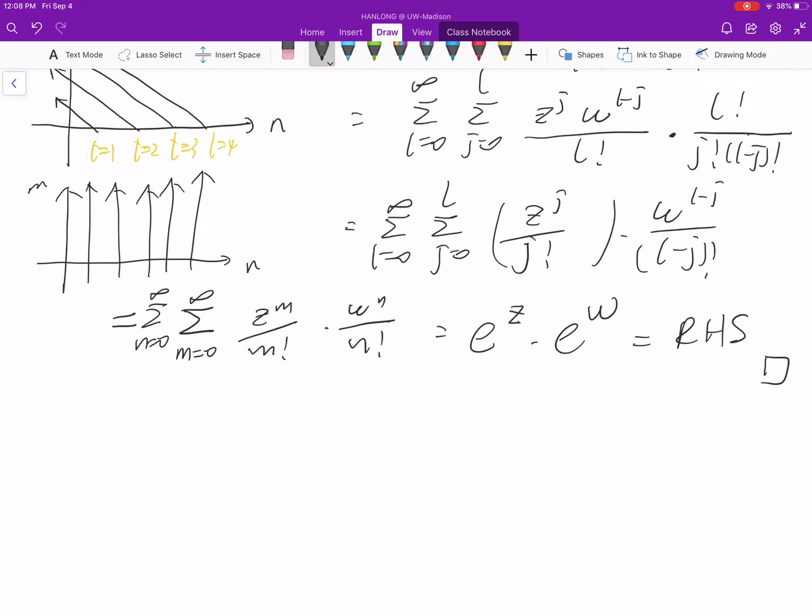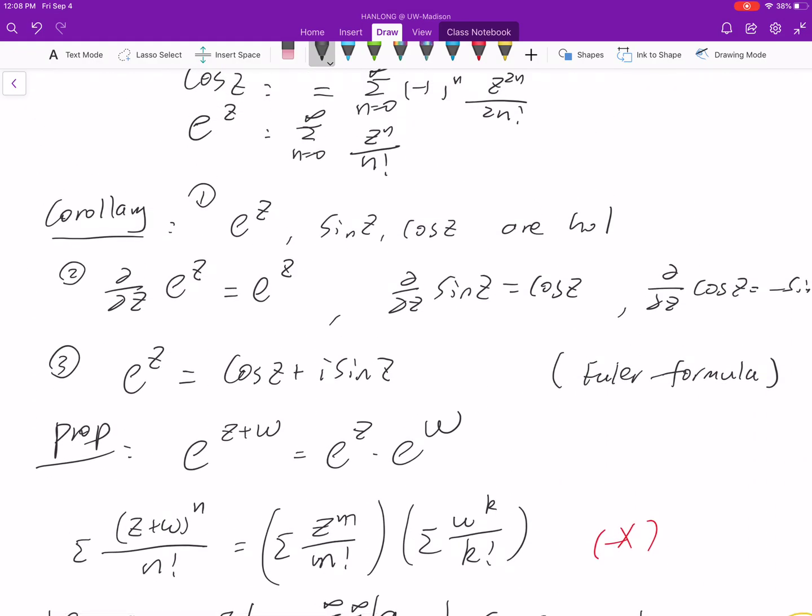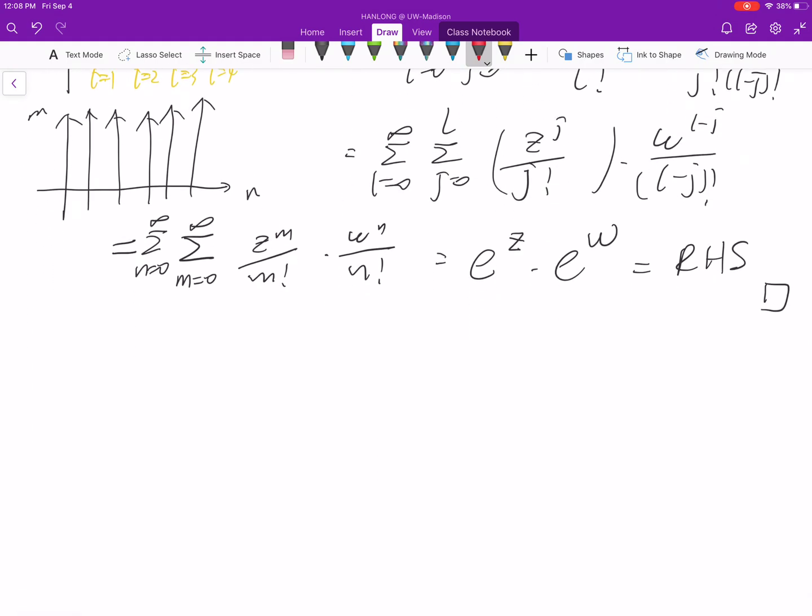Okay, and then here I made a mistake, it should be exponential i z. Okay, another corollary is exponential of z plus 2 pi i equals exponential z. We can apply the previous formula and the Euler formula. Therefore, exponential z is a periodic function with period 2k pi i.